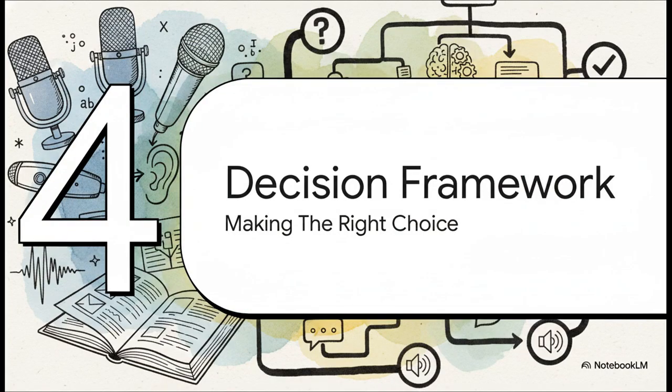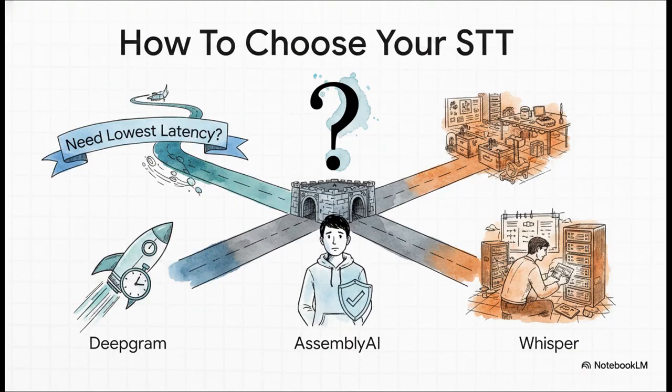Okay, so we've seen the problem, we've gone through the contenders, and we've looked at the hard data. Now let's pull it all together into a clear, actionable framework you can use to make the right call for your project. Here's the bottom line. If your number one top priority is speed, a really natural conversational flow for a high-volume phone agent, Deepgram is going to be your best bet.